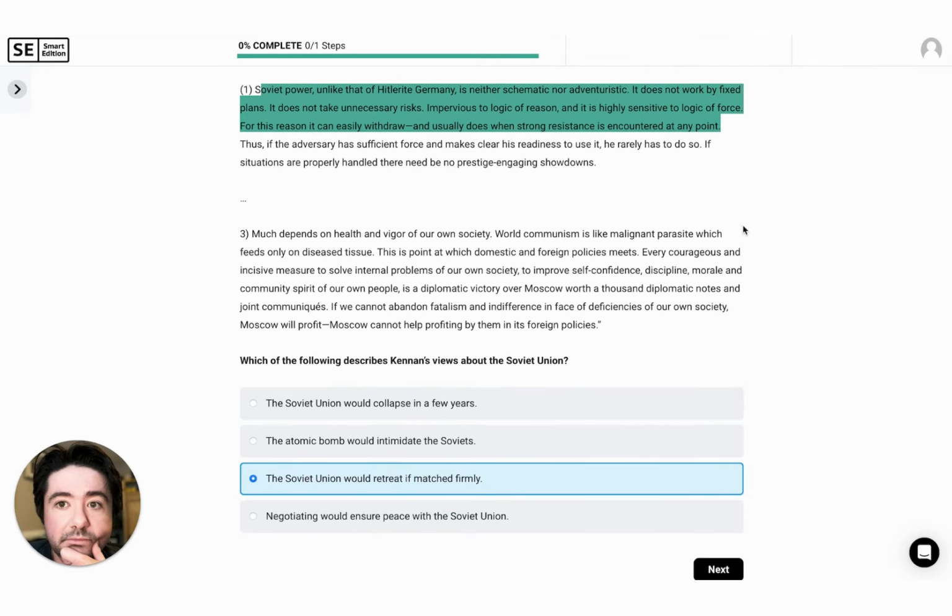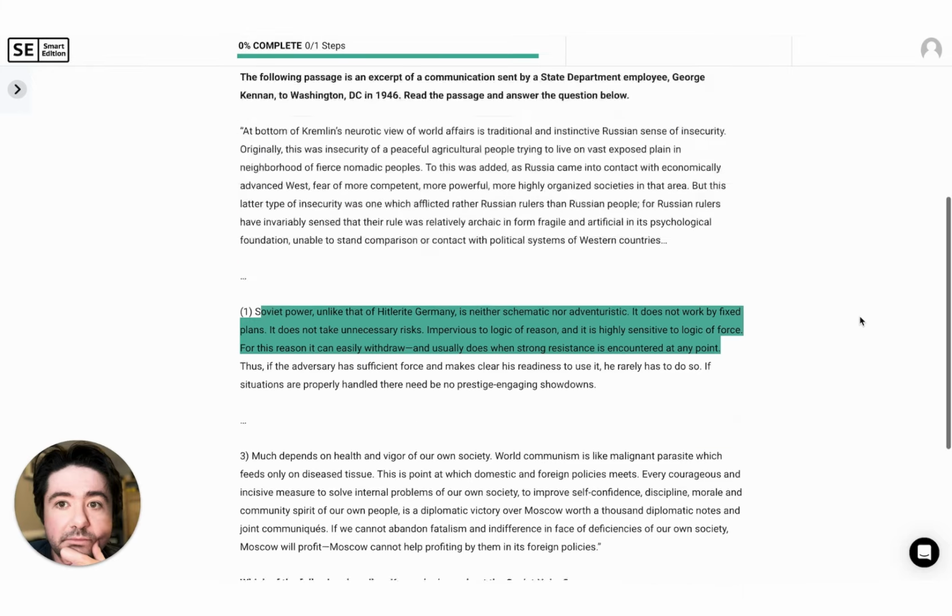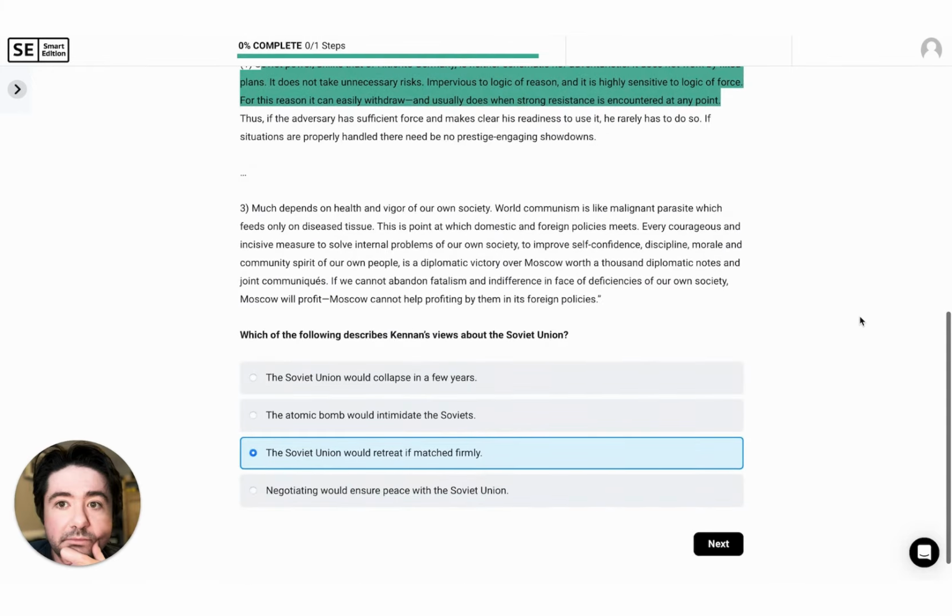Now, again, A, B, and D, we don't see any of this in the document. We don't see any predictions about collapse. We don't see anything about the atomic bomb intimidating the Soviets. And we don't see anything about how negotiations might or might not work. We do see, however, a very strong emphasis on military force and how it can be used to limit the growth of communism and the Soviet Union's power over the world.